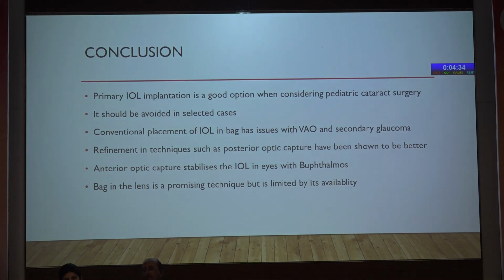So to conclude, primary intraocular lens implantation is a good option when you are doing a pediatric cataract surgery, and it's a clean cut case. And primary intraocular lens implantation is of course avoided in certain cases, but when you are opting for an intraocular lens implantation, conventional placement in the bag can have certain issues of visual axis opacification and glaucoma. So you can refine your technique by choosing an anterior and posterior optic capture, of course with the adequate surgical expertise. The anterior optic capture is a good technique for buphthalmic eyes, and bag-in-the-lens is also a promising technique, if we have that, because of its limited availability in India.